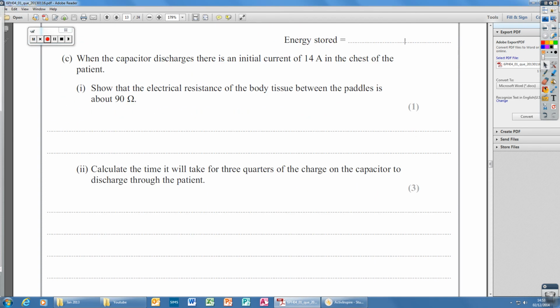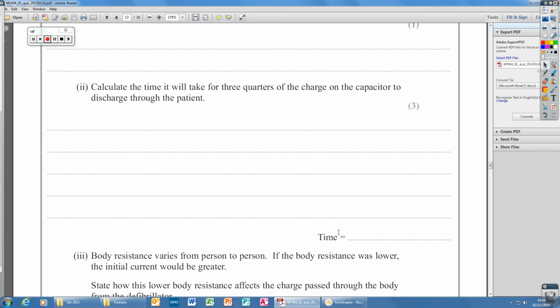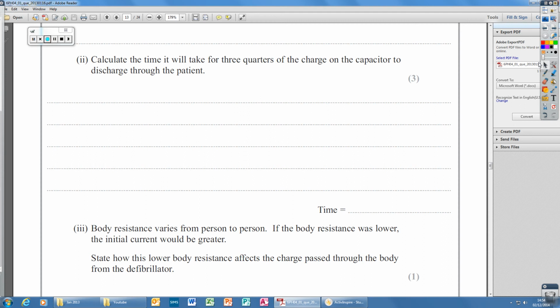Okay, now this is a written question here. 3 marks. Oh no, sorry, there's 2 more questions. Right, okay, so calculate the time it will take for 3/4 of the charge on the capacitor to discharge. Now clearly this is going to be something to do with this equation here, this exponential decay equation. We're asked for time, and we're asked for 3/4 of the charge.